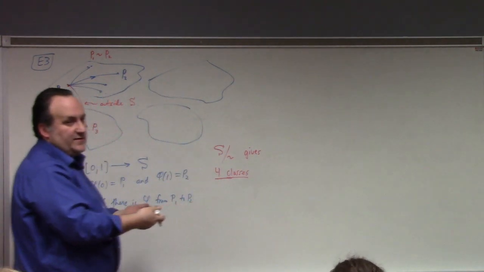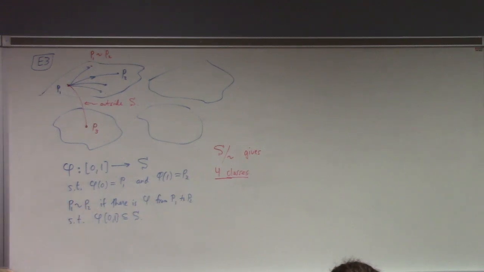And those 4 classes are what are called the path components of the space. All right. So in this case, the set of equivalence classes tells us something about how the space can be parsed up into connected pieces. This is something you would consider in topology. This is a topological example.